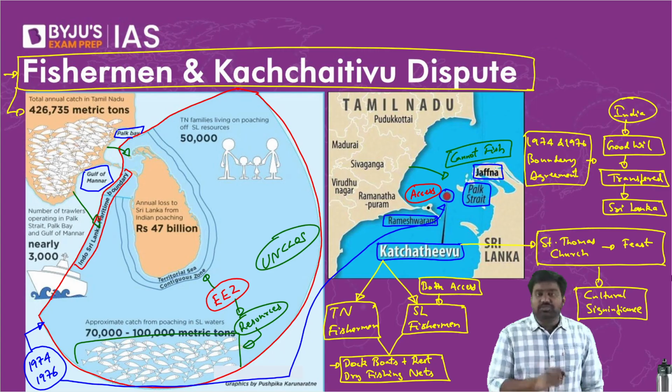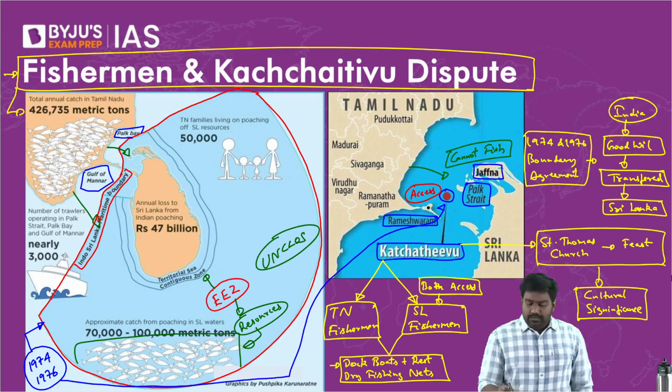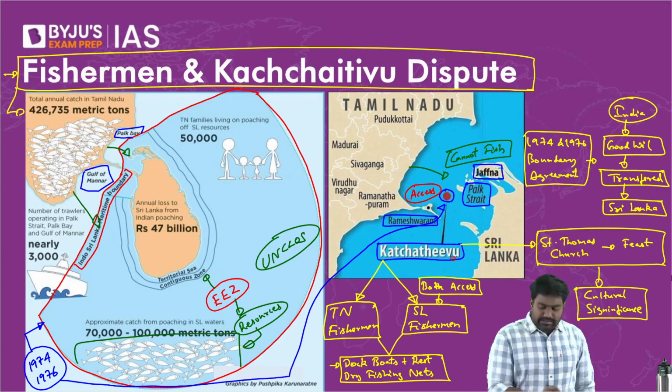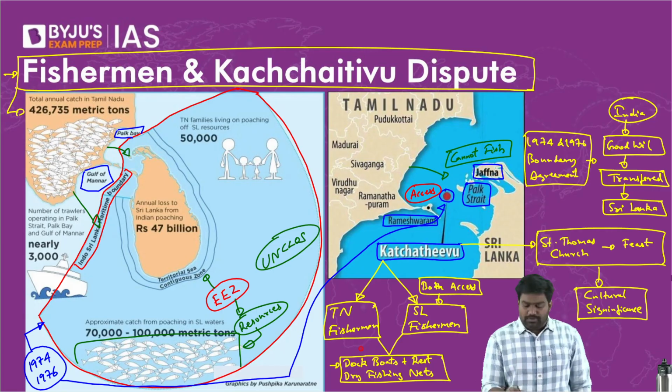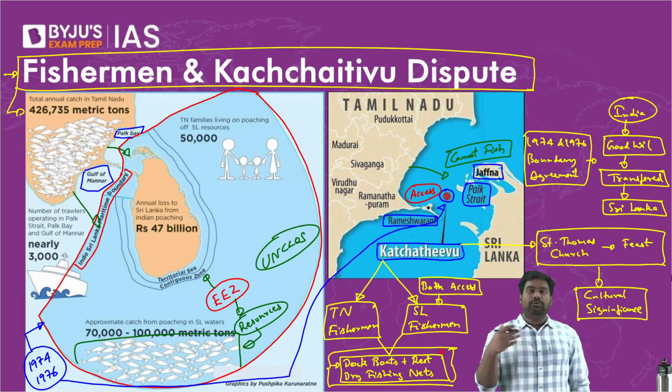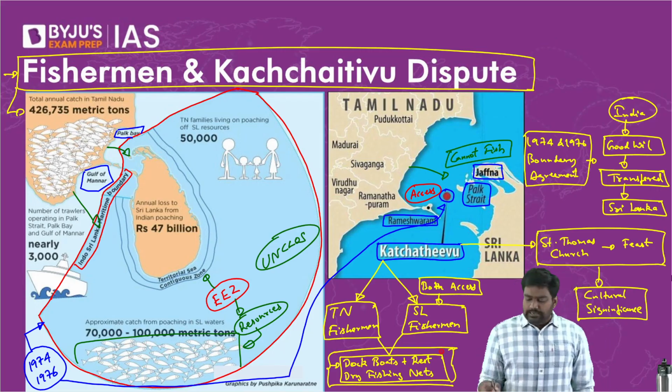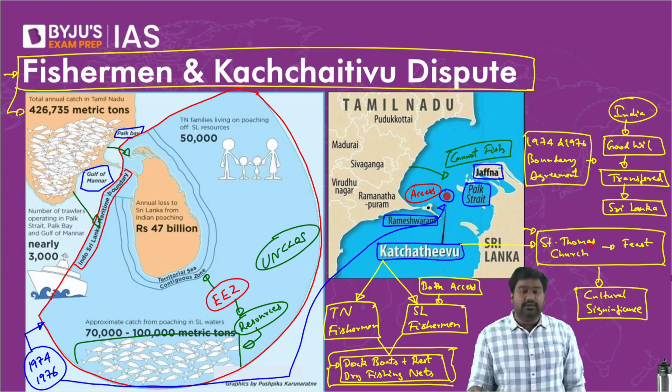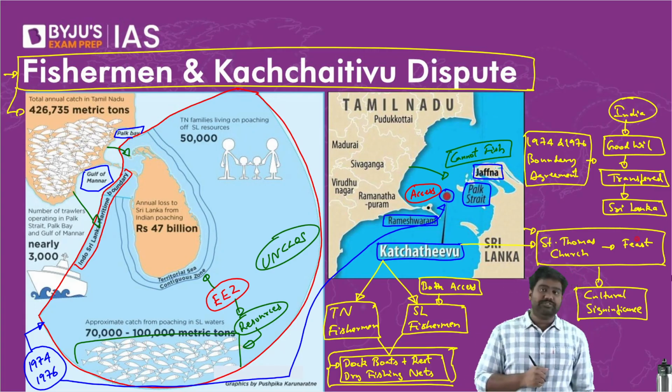So though fishing was not allowed, access had been allowed, meaning Tamil Nadu fishermen can cross the boundary line mainly to continue the historical usage of Kachativu, to dock the boat, rest, dry the fishing net, and visit the St. Thomas Church and attend the annual festival which happens.